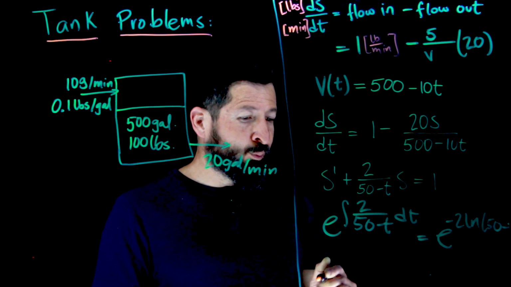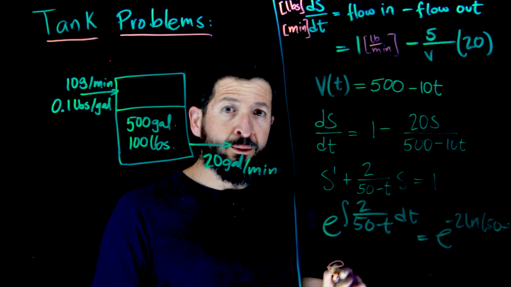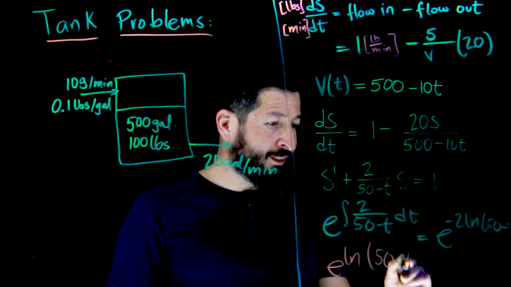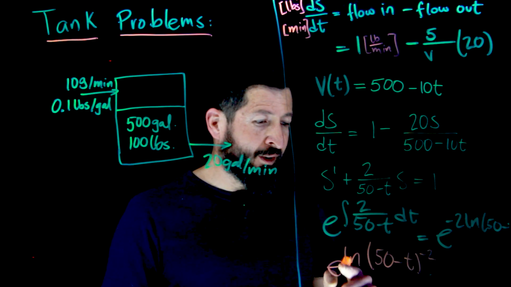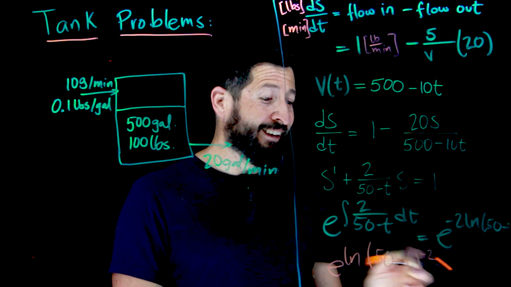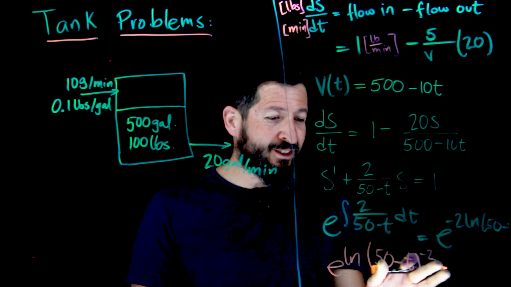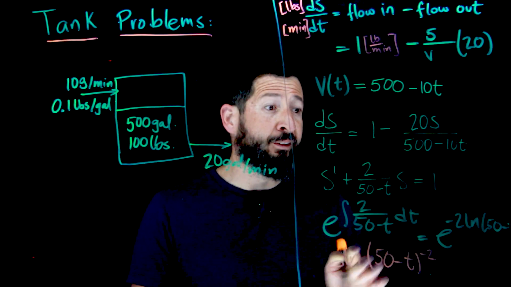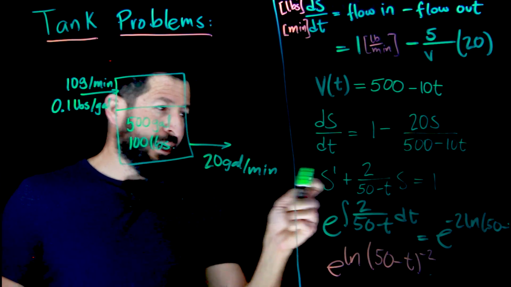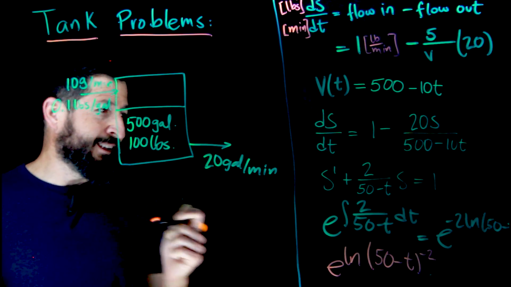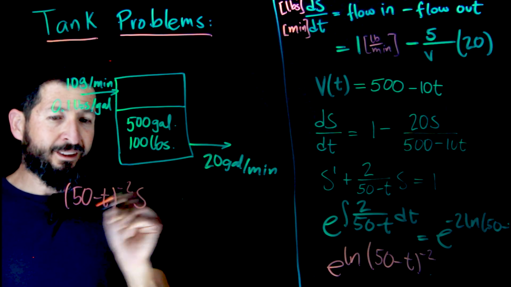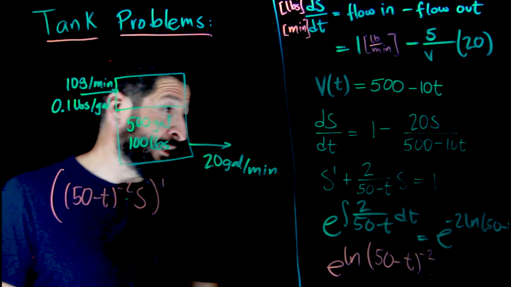So this negative 2, I have to put it as a power, and it becomes e to the natural log of 50 minus t to the power of negative 2. Now, e to the log cancels, and then I just have this, because they're inverse functions of one another. So I multiply times this on both sides of the equation, and on the left-hand side, I'm going to get 50 minus t to the negative 2 times S, the whole thing prime. That's the whole point of the integrating factor.